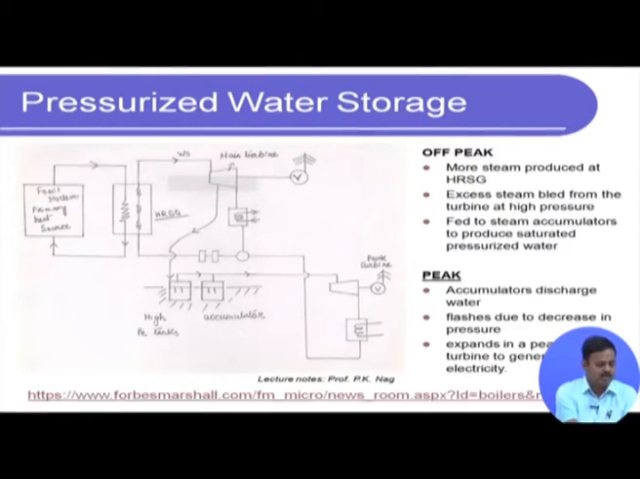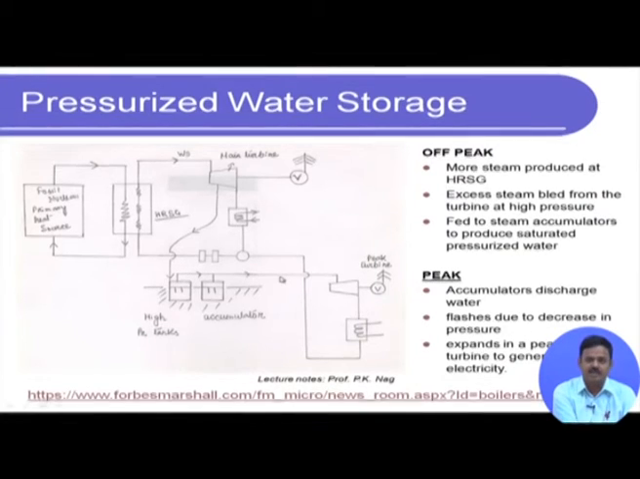So, the accumulators are actually high pressure tanks which consist of water and steam at the saturation temperature. Clear? So, this is what happens during off peak hours. During peak hours, the accumulators discharge the steam and it goes to what we call a peaking turbine, right.